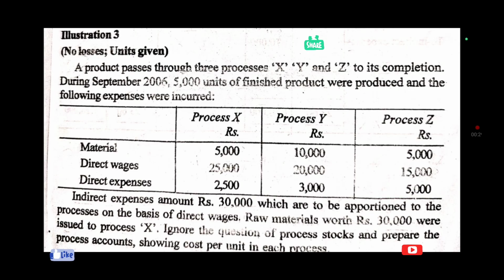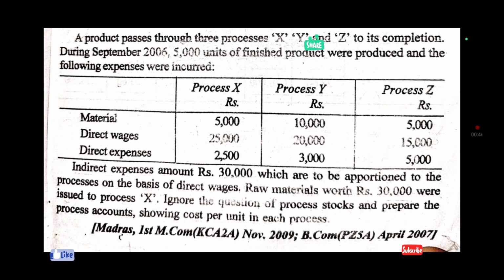During September 2006, 5,000 units of finished products were produced and the following expenses were incurred. Process X, process Y and process Z expenses (material, direct wages and direct expenses) are given below. Apart from that, they have given additional information: indirect expenses amount to rupees 30,000, which are to be apportioned to the processes on the basis of direct wages.